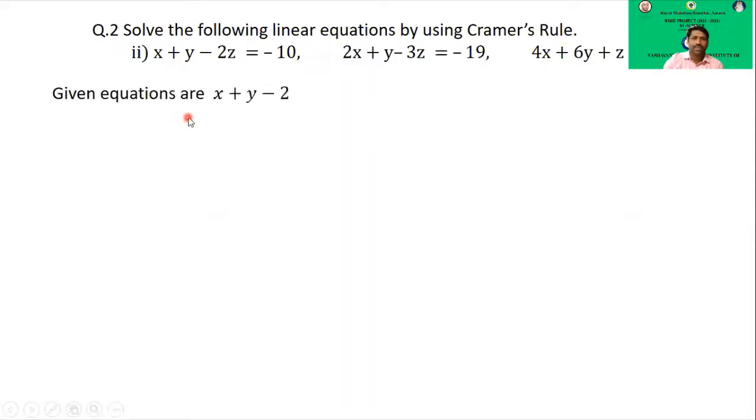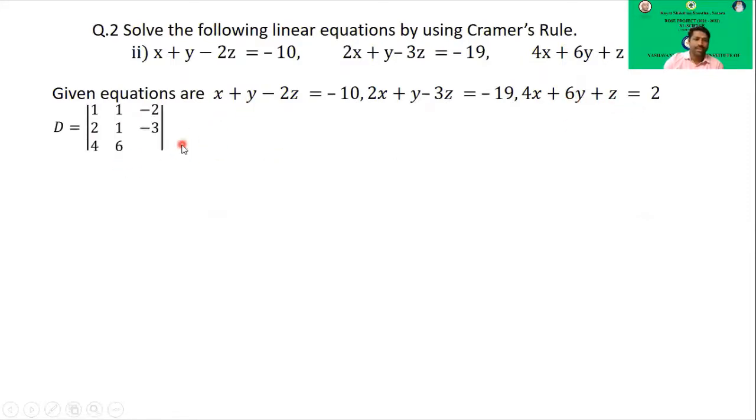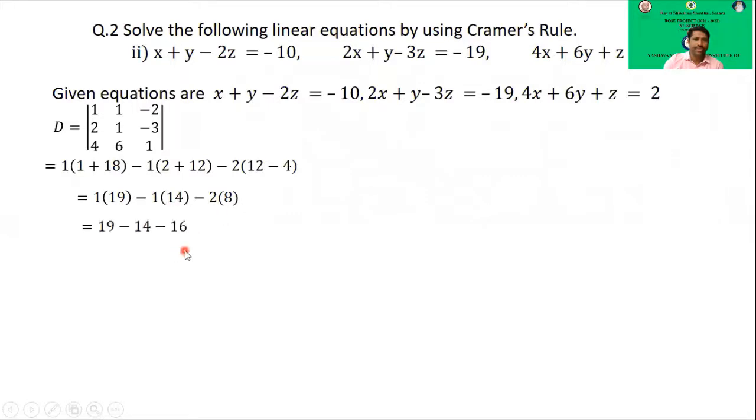So the given equations are x plus y minus 2z is equal to minus 10, 2x plus y minus 3z is equal to minus 19, 4x plus 6y plus z is equal to 2. So now d, the coefficients of x, y, z. So its expansion is like this, 19 minus 14 minus 16. So this is minus 11. So d is minus 11.